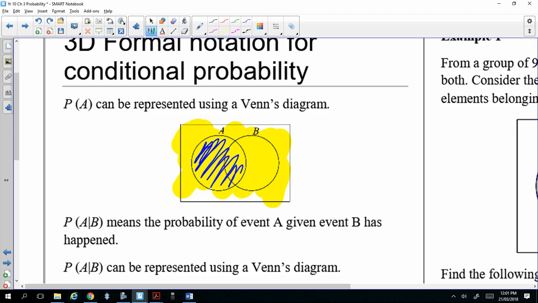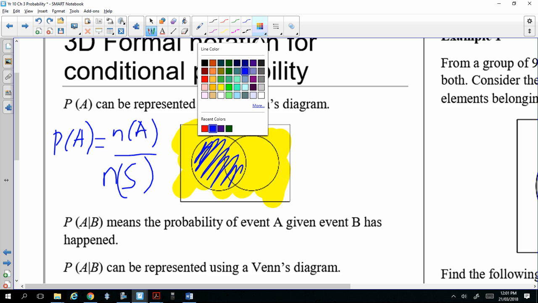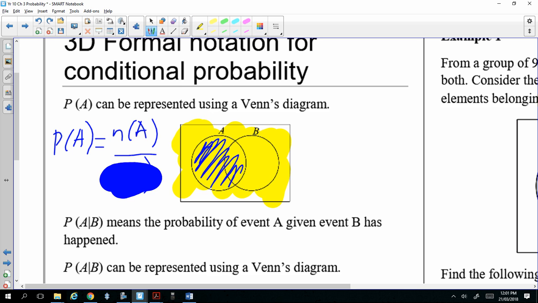So the probability of A is represented by the number of elements in A over how many elements are in the sample space. How many of the blue ones are inside the yellow one? This one, like that. That's the definition of probability of A in terms of the Venn diagram.